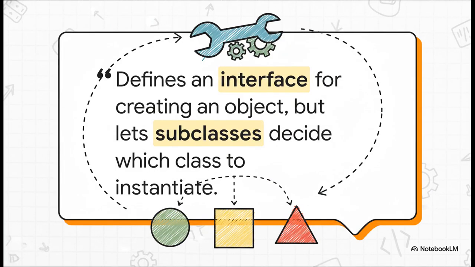This one's from the classic Head First Design Patterns book. It says, the factory method pattern defines an interface for creating an object, but lets subclasses decide which class to instantiate. That last part is key. It's all about pushing that decision-making down the line, letting someone else figure out the details.